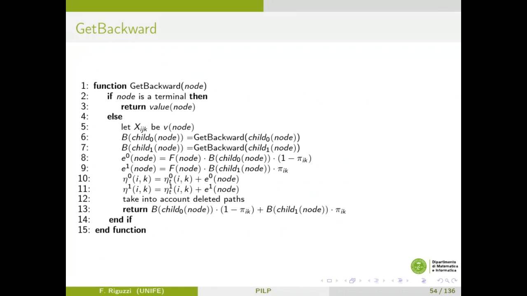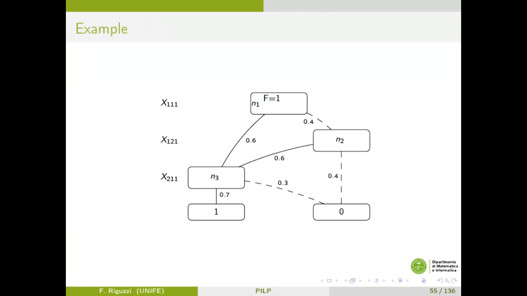So in the backward phase, besides computing the backward probability, you also compute the expectation, and you update the expected count for each rule, which are used afterwards for the maximization phase. Let's see an example. Consider the BDD seen before.